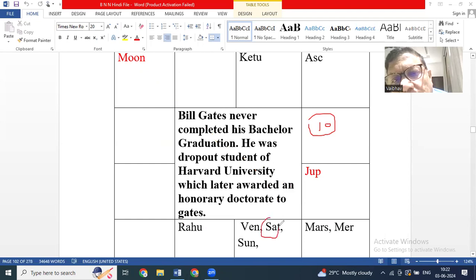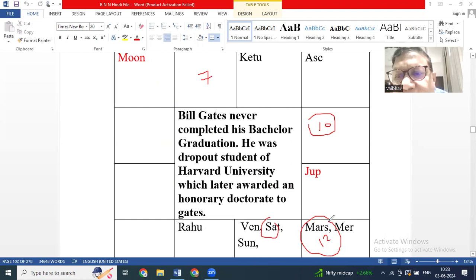From Saturn, 7th Lord. Where is the 7th Lord counted from? In the 12th house. Why are we calculating the 7th Lord? Because his wife was one of the business partners in his life.